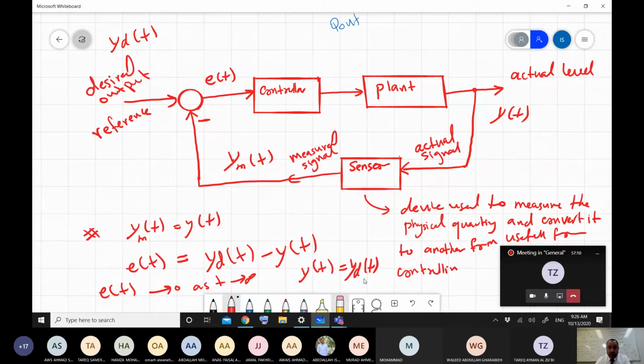Now, where is the control signal? The control signal, u of t. This is the u of t, correct? The output from the controller, the input to the plant, is the control signal. Now, this signal is a function of the actual output, yes or no?